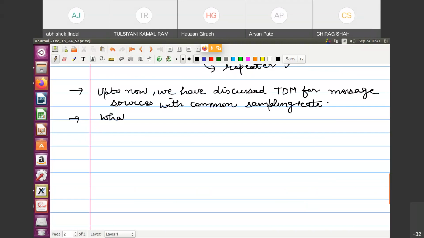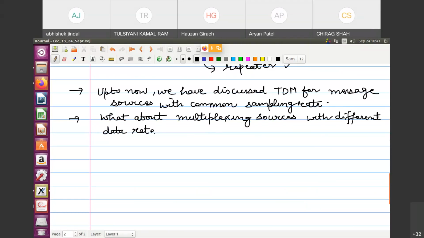What about multiplexing sources with different data rate? Okay, data rate I am saying because let us assume that whatever messages we have are streams of bits. Okay, 101010. Now let us, क्योंकि सपोज आपके घर पे एक लाइन आ रहा है, उसी में आपको वॉइस भी लेना है और उसी से आपको डेटा भी लेना है.